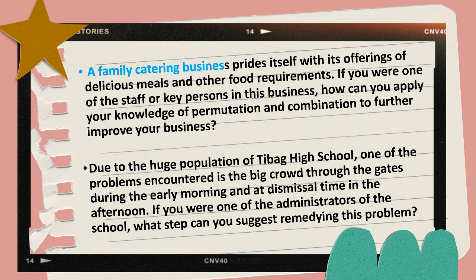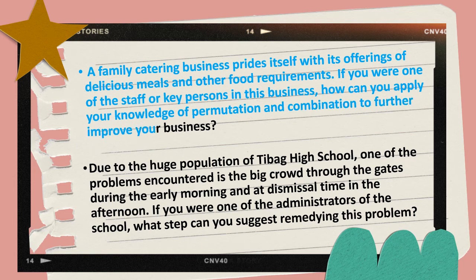A family catering business prides itself with its offerings of delicious meals and other food requirements. If you were one of the staff or key persons in this business, how can you apply your knowledge of permutation and combination to further improve your business?